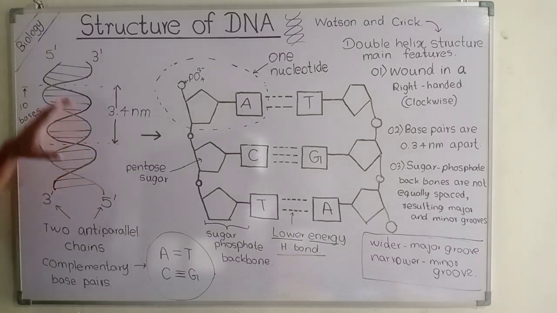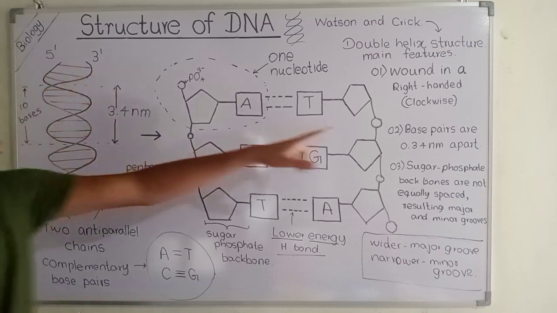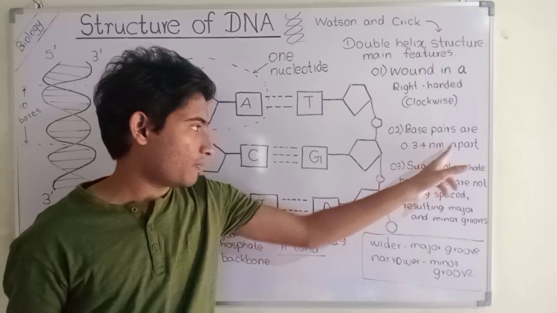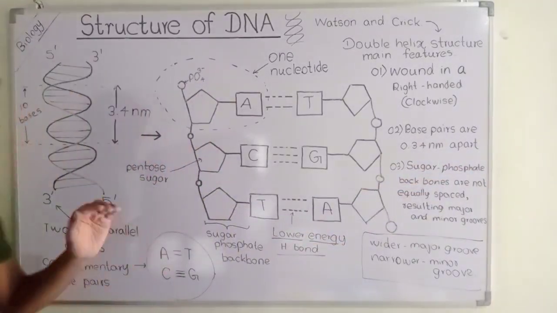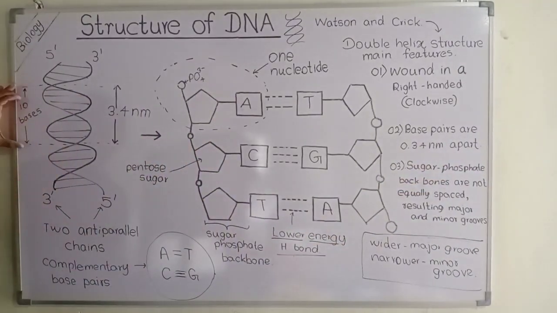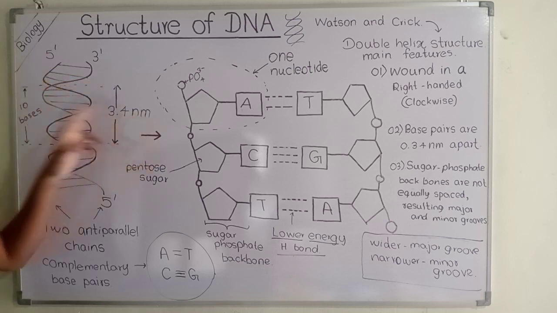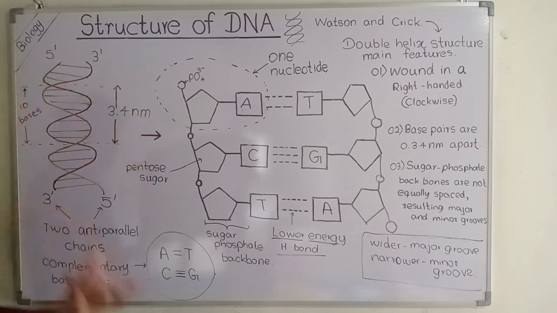If we consider the structure of DNA like a part, base pairs are 0.34 nanometer apart. Therefore, 10 bases are 3.4 nanometer apart.